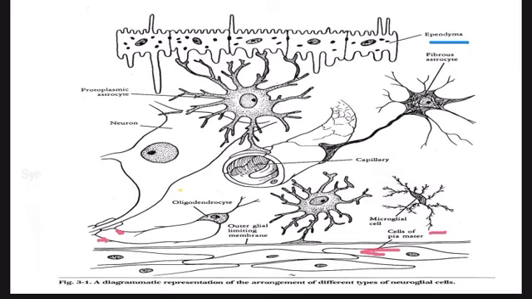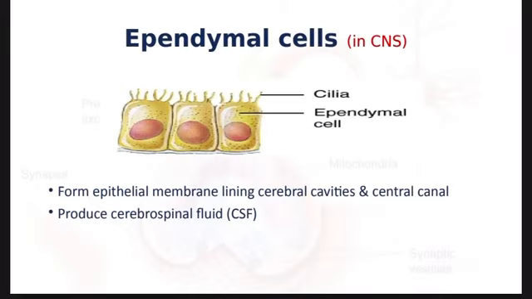The last one we will talk about is here, so let's look at it. It's the easiest, the ependymal cells. This is the ependymal cell. It's in the CNS again. What they actually do is form epithelial membranes lining the cerebral cavity and the central canal. Their main and really important job is that they produce the cerebrospinal fluid, CSF.